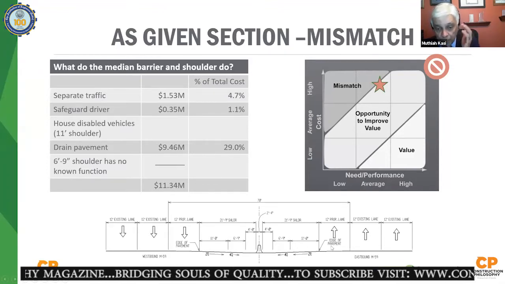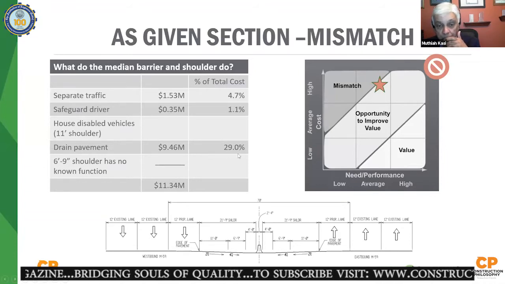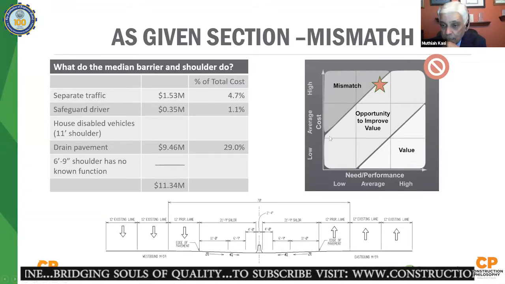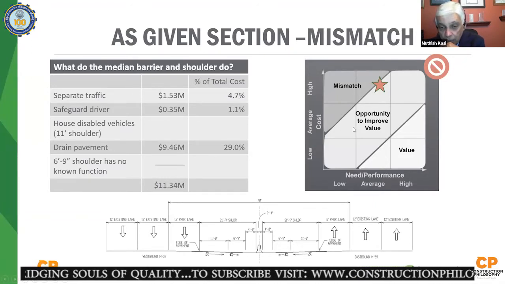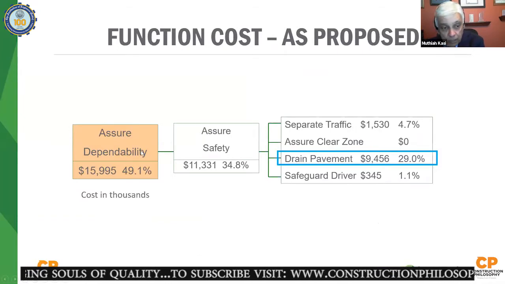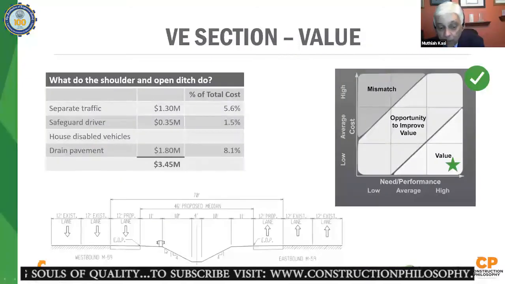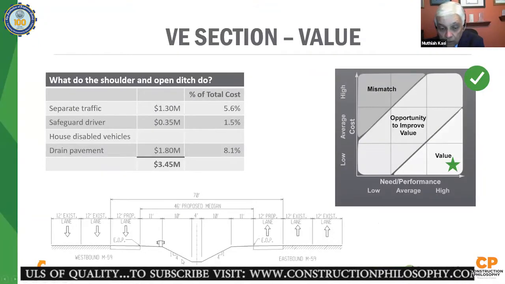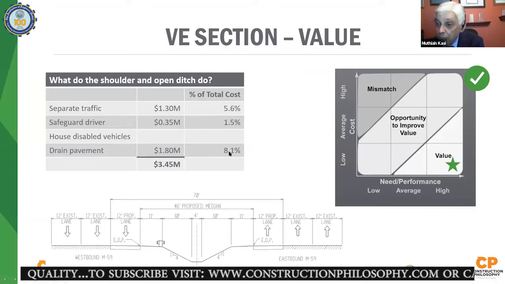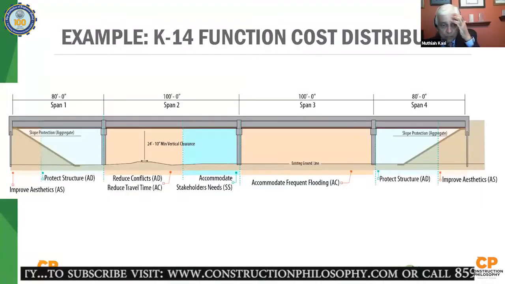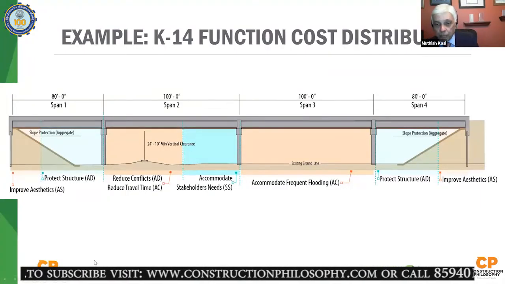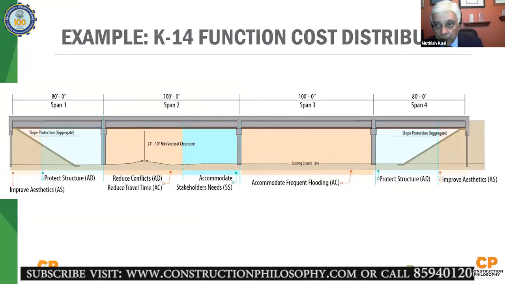By doing so, all the water has to be captured, and draining the pavement costs 29% of the total cost. This is the average need and a high cost. And that's 29% under dependability. We said, okay, you don't need to do that. Why don't you do an open ditch? Suddenly, the draining the pavement costs come down quite a bit. So this is the kind of comparison you always want to do. This is how you really allocate the cost to the function in the function cost.